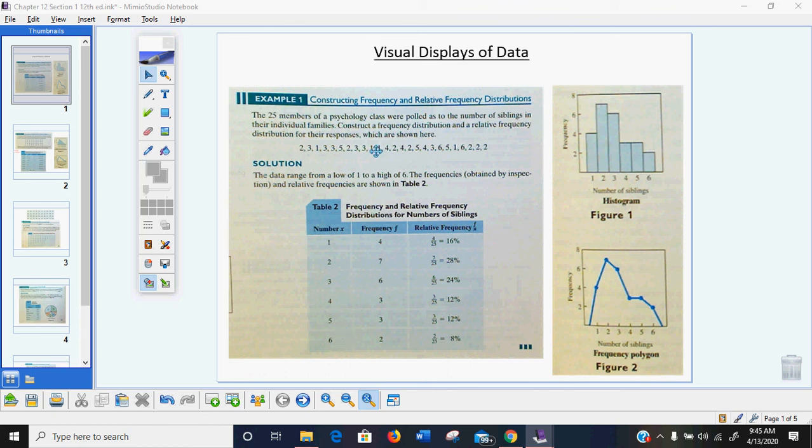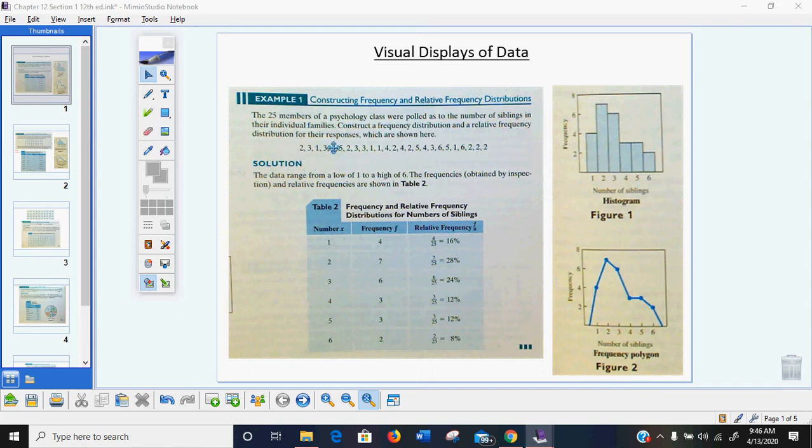All right, in this example, we're going to construct a frequency distribution. So they gave us some raw data. 25 members of a psychology class were polled as to the number of siblings their families had. It says to construct a frequency distribution and a relative frequency distribution, which is the percentages, for their responses. So here's all the responses that we got.